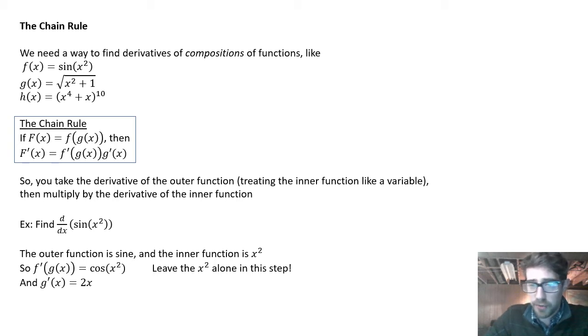The derivative of the inner function is easy. That's 2x. So you take f prime of g and you multiply it by g prime. So it's cosine of x squared times 2x. That's the final answer. And I'll say this over and over again: it's not just cosine of 2x. To prove the chain rule takes some pretty higher mathematics, so you're just going to have to take my word for it that that's how this works.